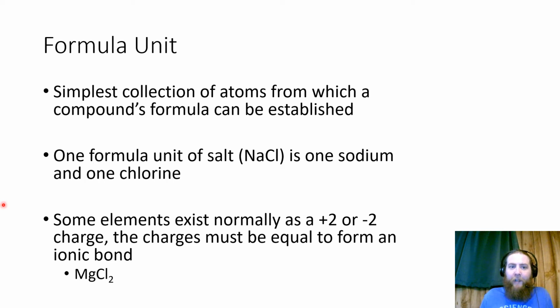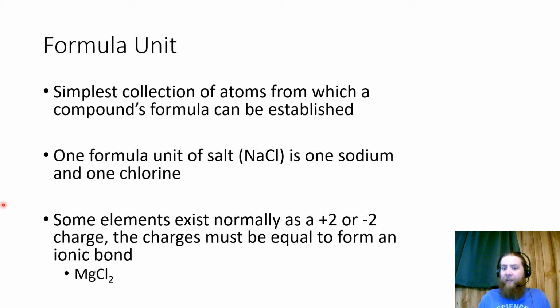So a formula unit is the simplest collection of atoms from which a compound's formula can be established. One formula unit for salt is NaCl: one sodium, one chlorine. Very rarely do we see this in nature. There are usually thousands, if not millions, like in your shaker on your table, of these together. But the simplest is just one sodium, one chlorine.